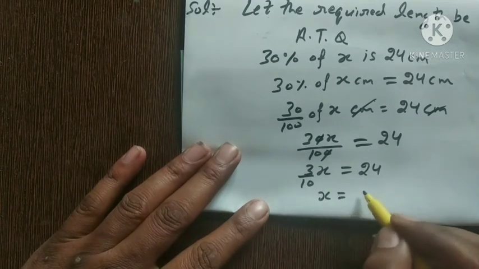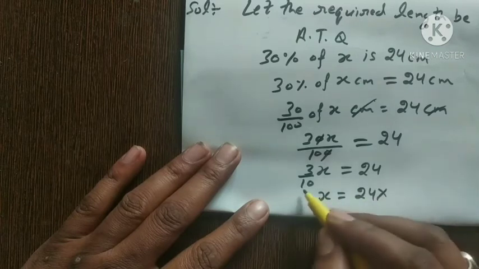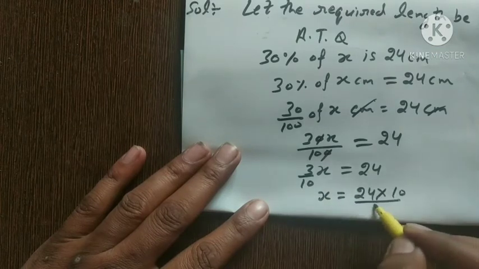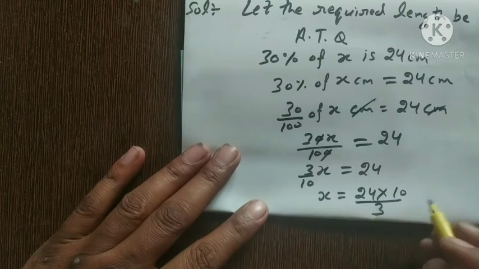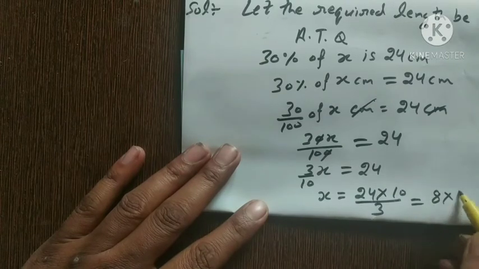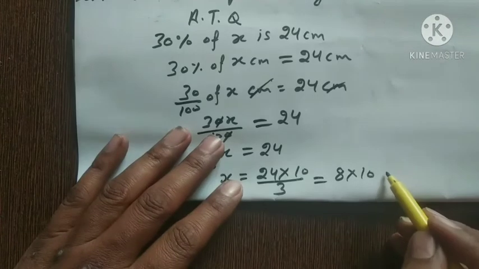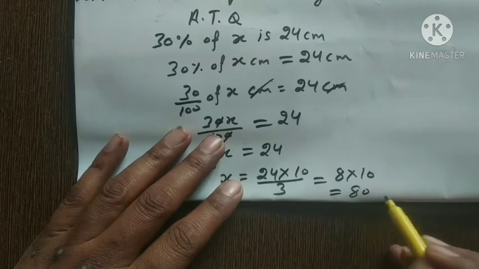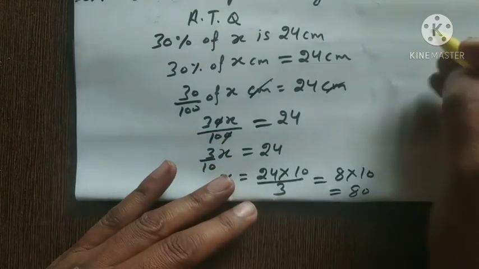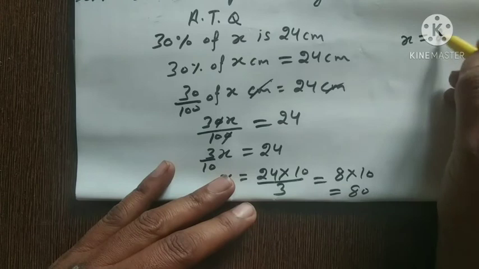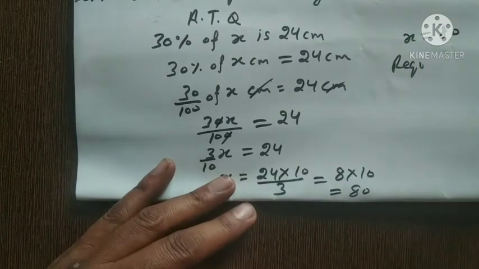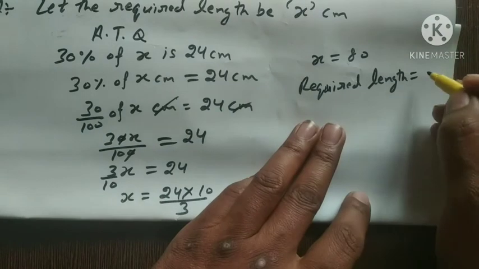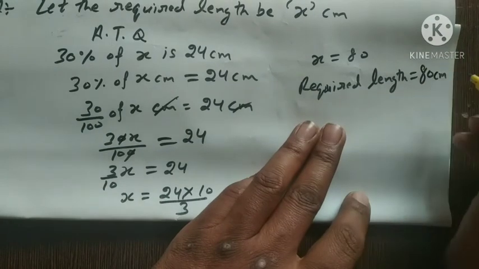Now x is equal to 24 multiply 10 and divided by 3. So you see 24 when divided by 3, the answer is 8. 8 multiply 10. So the answer is 80. The value of x is 80. So the required length is equal to 80 centimeter.